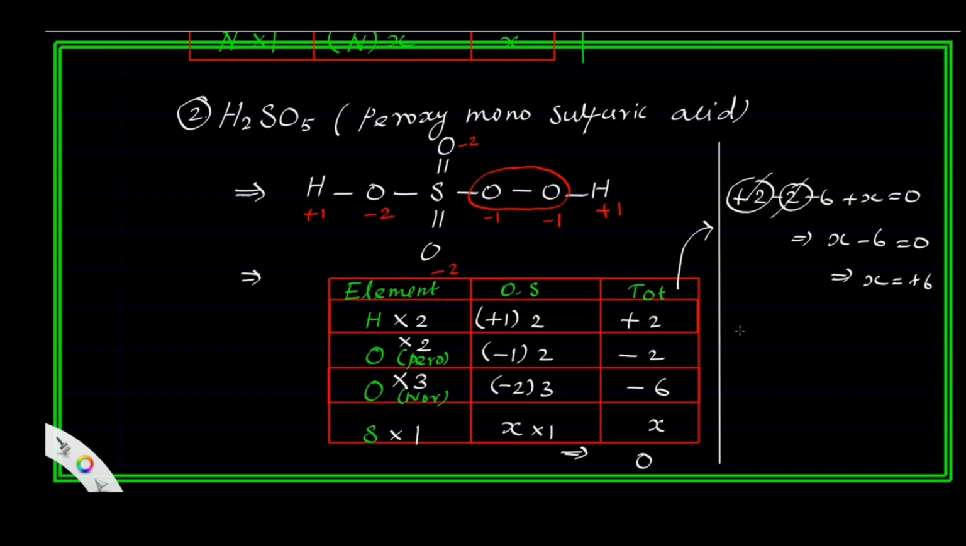So in H2SO5, sulfur is present in +6 state.